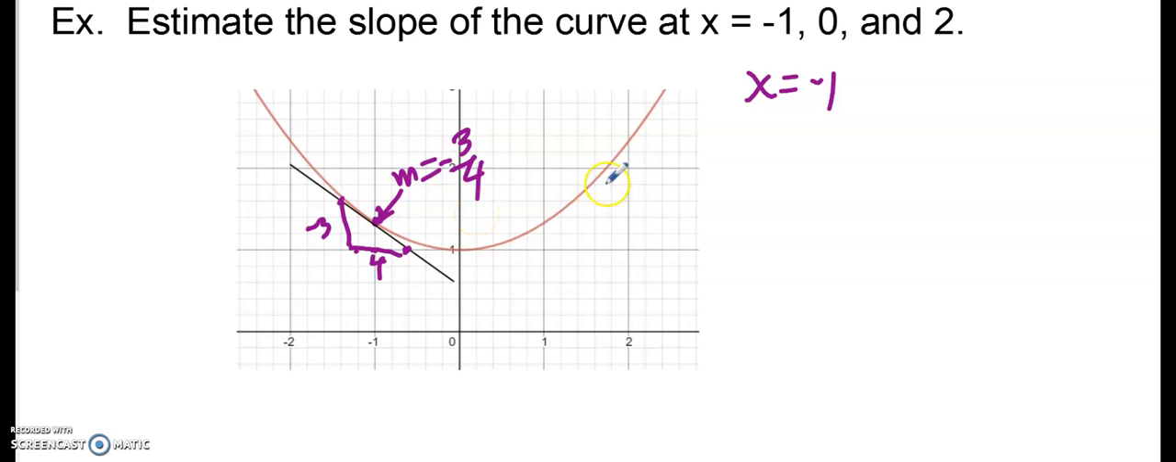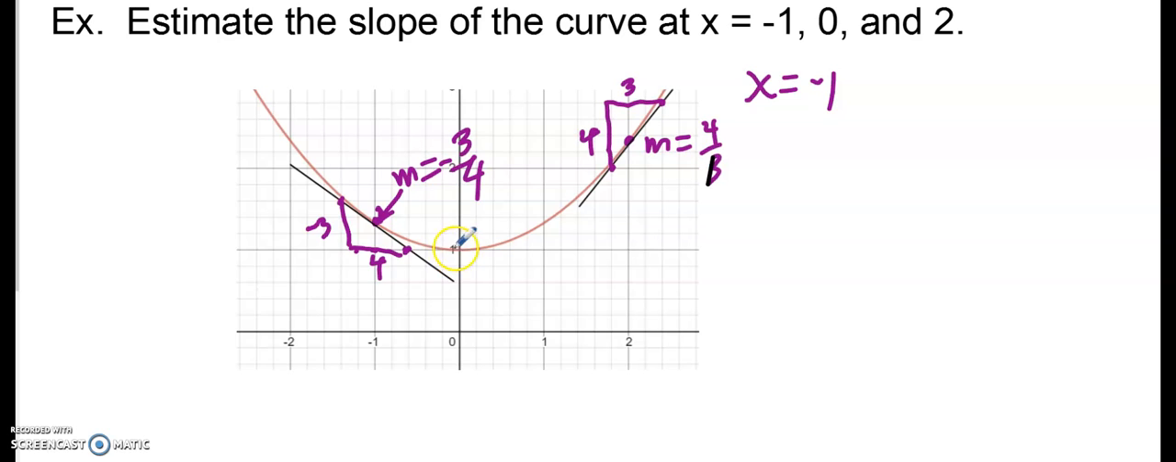Again, if I did it at 2, so at 2, the point of tangency would be right there, coming in with my tangent line. It might look something like this. Is that okay with you guys? And now I'm going to pick 2 points that are on that tangent line, like right there, and say right here. And it looks like I'm going to go up 1, 2, 3, 4, and right 1, 2, 3. So in this case, my slope of my curve at x equals 2 would be 4/3.